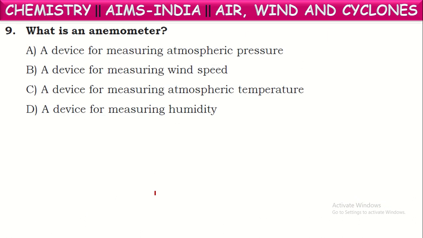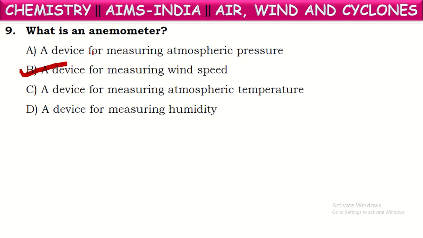Next one, what is an anemometer? Just now you have studied about this anemometer. Anemometer is an instrument which is used to find the speed of wind at a particular place. So it is a device used for measuring the wind speed. It is a device used for measuring wind speed.